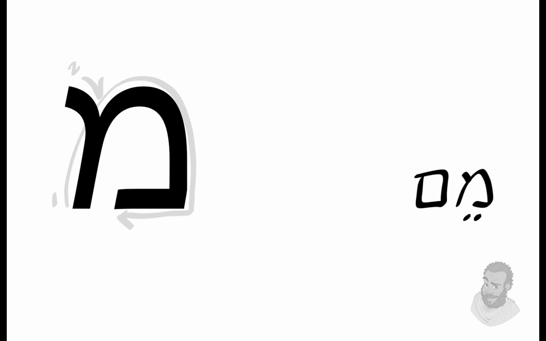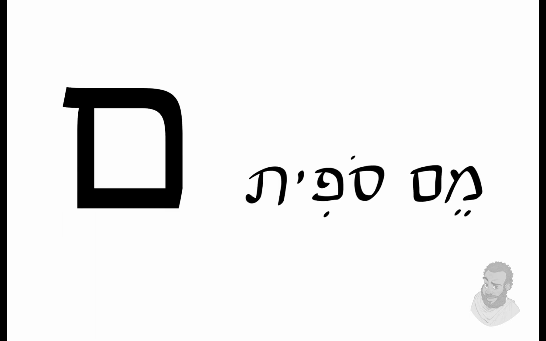Now there is a special mem, and this is called mem sofith. This mem goes only at the end of words. So the beginning of words, you'll see this mem, and then the ending of it, you'll see this mem. Just like you have this spelling. This is the beginning, this is the end. You do not put two of these together for an ending, and you do not put two of these together for the beginning, okay?